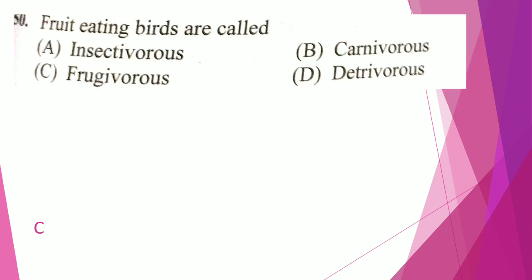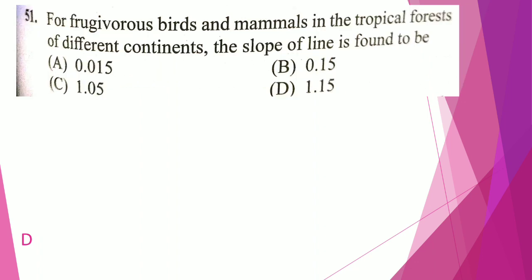Next, fruit-eating birds are called what? Insectivorous, carnivorous, frugivorous and detritivores. Fruit-eating birds are called frugivores. Okay, frugivore, the answer is C. You know the other definitions: insectivores are insect-eating, carnivores like a lion and the deer, and detritivores depend on dead and decaying organic matter. So the answer here is C.